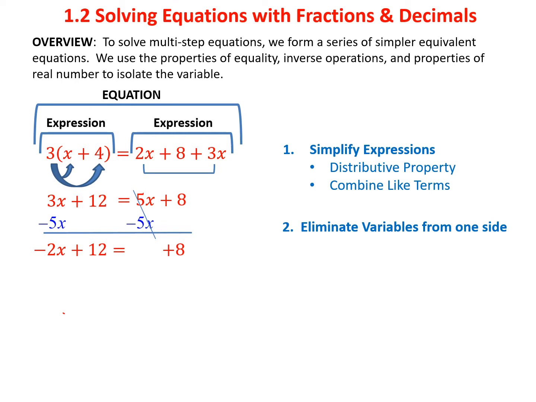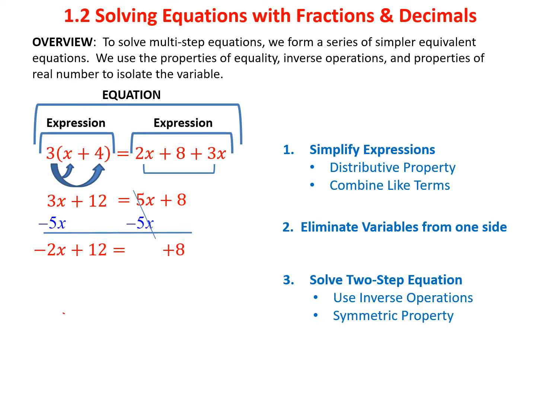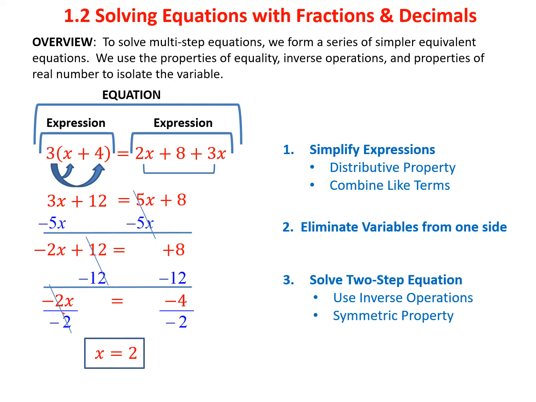Now we're at a two-step equation. So we undo the addition or subtraction first. In this case, we undo plus 12 by subtracting 12. And then we undo multiply by minus 2 by dividing by minus 2. And we end up with the answer x equals 2. So that's just a quick overview again of where we're going. So let's get started with fractions and decimals.